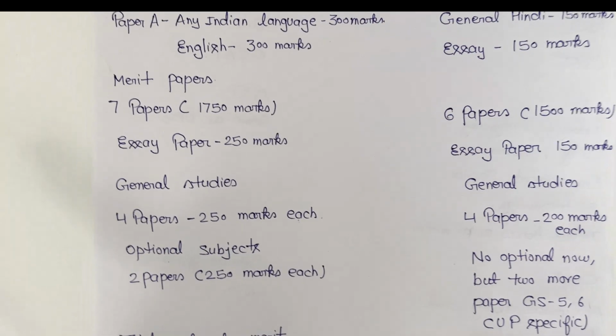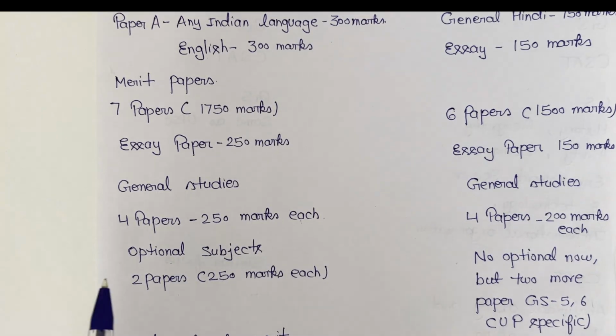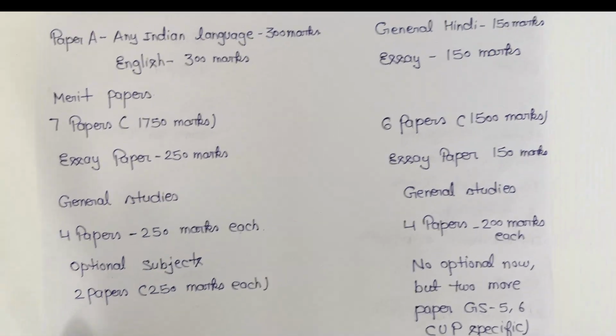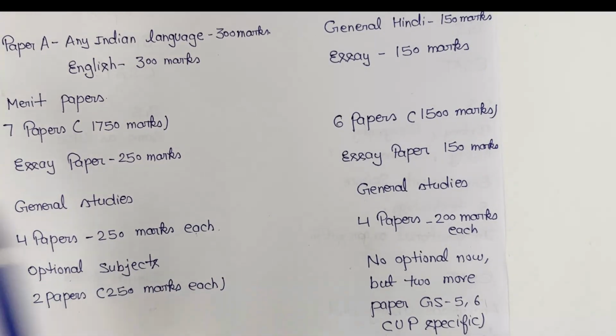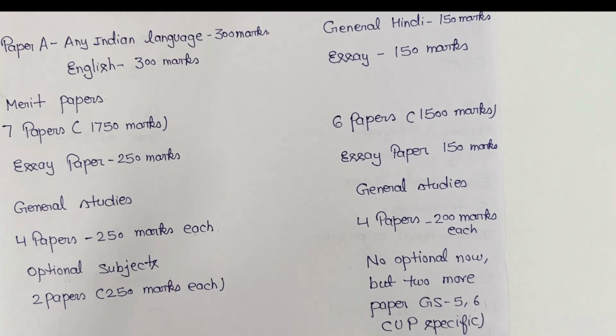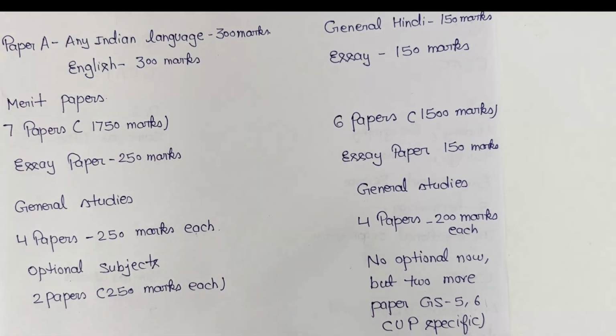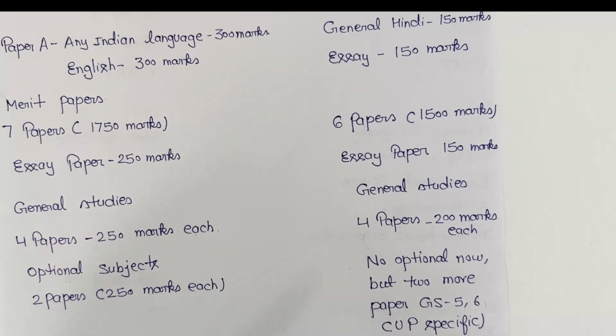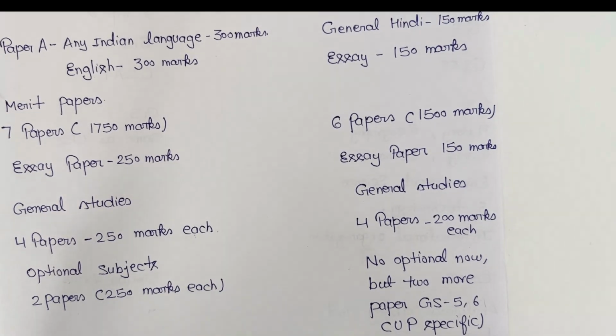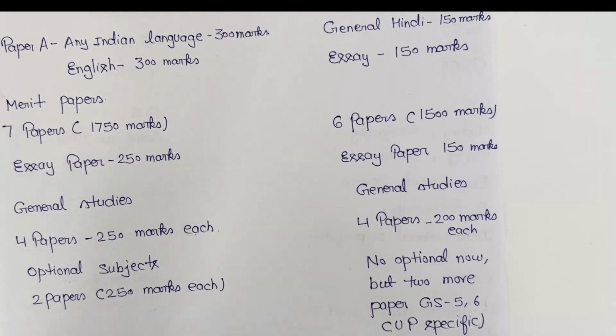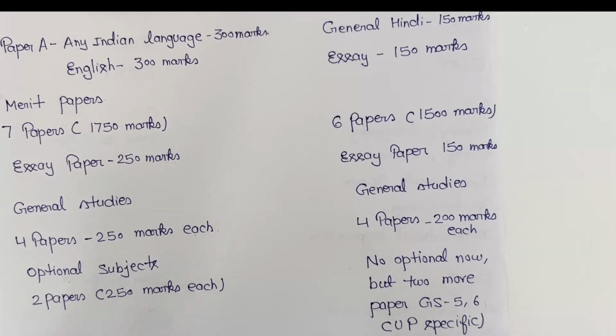Now the UPSC has 2 optional papers. One optional subject is divided into 2 parts, 1 and 2, becoming 2 papers of 250 marks each. Now in UPPSC there used to be an optional paper, but they have removed the optional now. Instead of that paper, they have included 2 more papers, GS paper 5 and GS paper 6, which are UP specific papers. So while the general studies papers have a similar structure, UPPSC paper 1 includes a more regional focus.